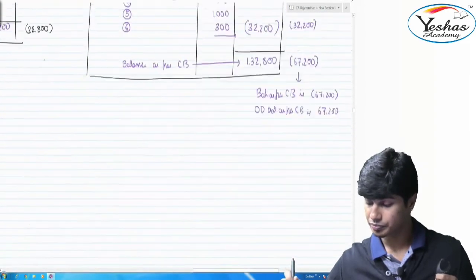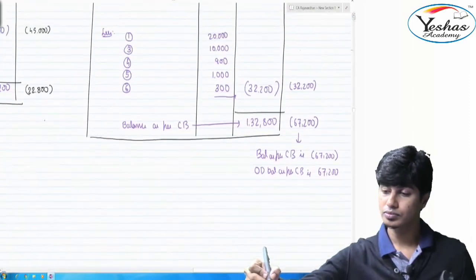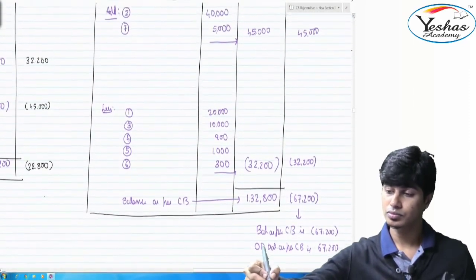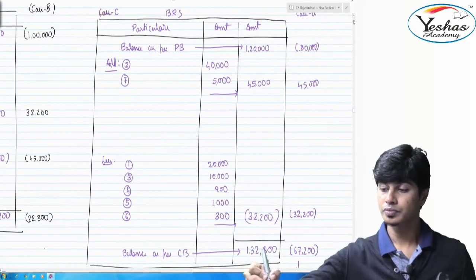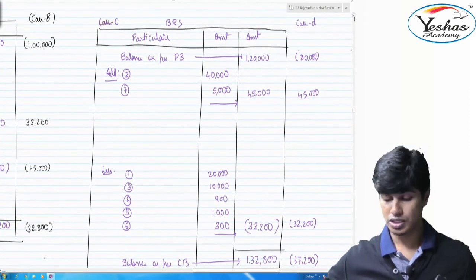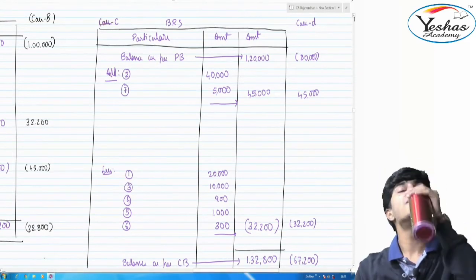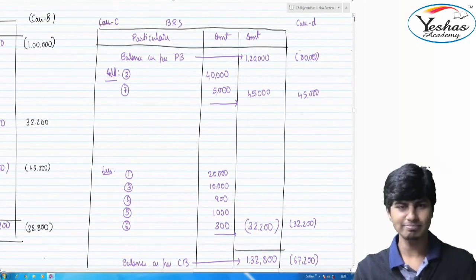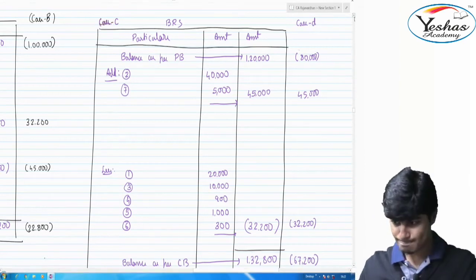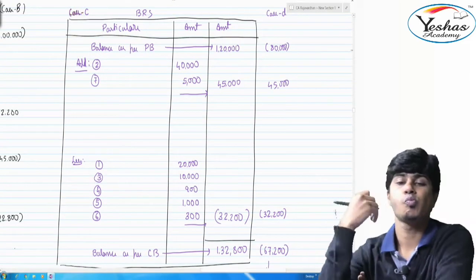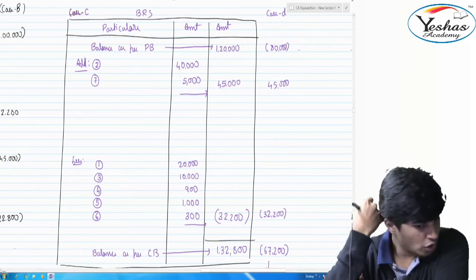Quickly copy. Case C and case D. Copy. Once you copy, we'll do one more example.